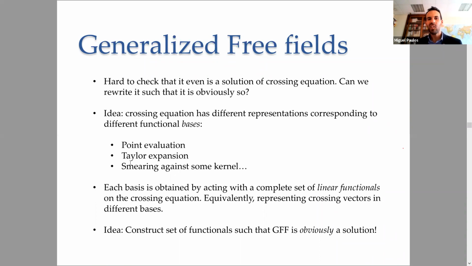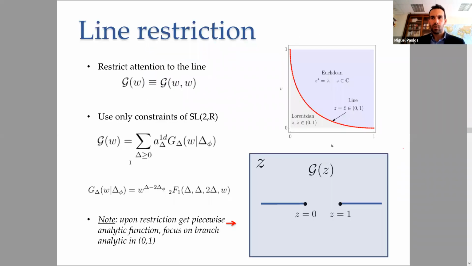So the message is that each of these bases is obtained by acting with a complete set of linear functionals. And what we want to do then is to construct a set of such functionals such that the generalized free field will obviously be a solution. To present the results, let me simplify things a bit at first. Let me just restrict kinematically to the line. So instead of considering z and z bar or w and w bar, I'm going to set them to be equal. And I'm only going to use the constraints of SL2R, which is the 1D conformal group. But I'll show you how to generalize this in a moment.